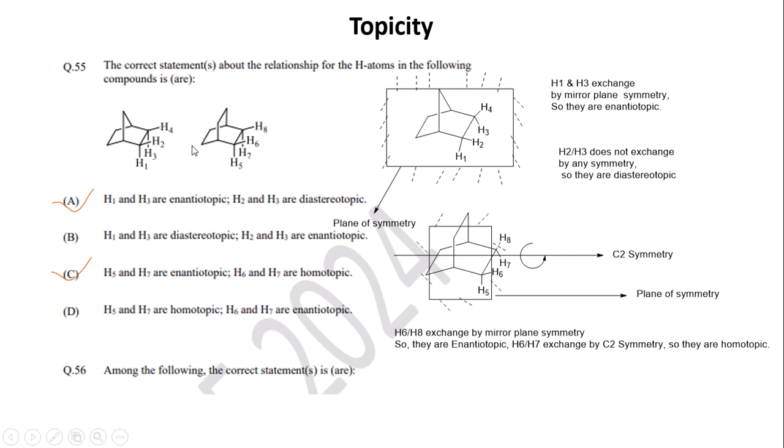And in the other compound, H5 and H7 are enantiotopic, as the two protons are present on the downside and the sigma plane is present. That is, the sigma symmetry is present, so it is enantiotopic. Again, H6 and H7 are the top and bottom protons. The C2 symmetry is present, so this structure is symmetrical. So the two H6 protons are related by the C2 symmetry, so they are homotopic.